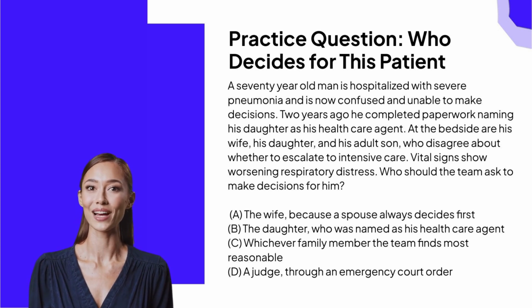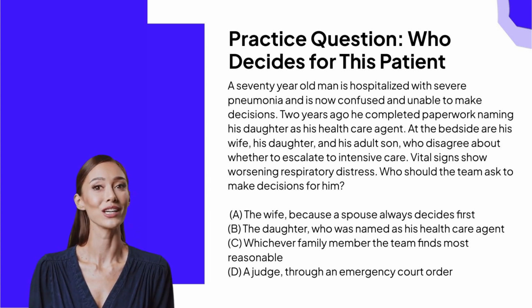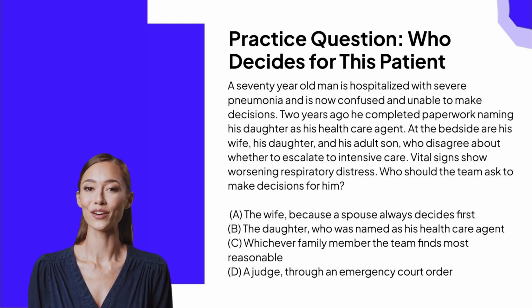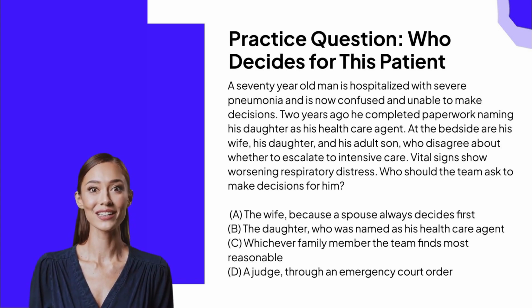A 70-year-old man is in the hospital with severe pneumonia and is now confused and unable to make his own decisions. 2 years ago, he completed paperwork naming his daughter as his healthcare agent. At the bedside, his wife, his daughter, and his adult son are arguing about whether to escalate to the intensive care unit, and his breathing is getting worse. The question asks who the team should turn to for decisions.